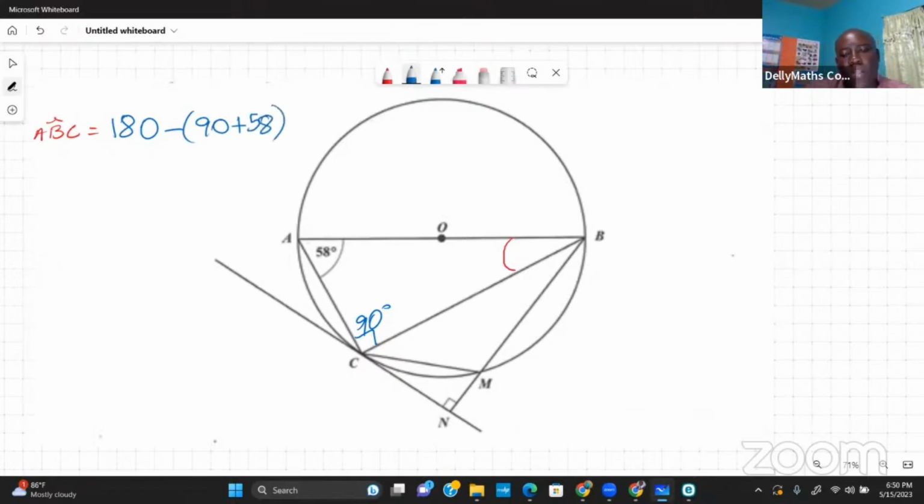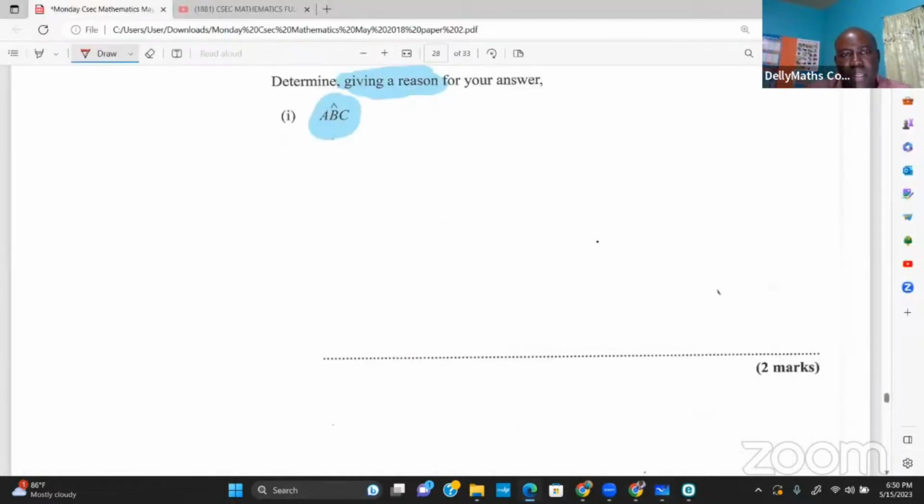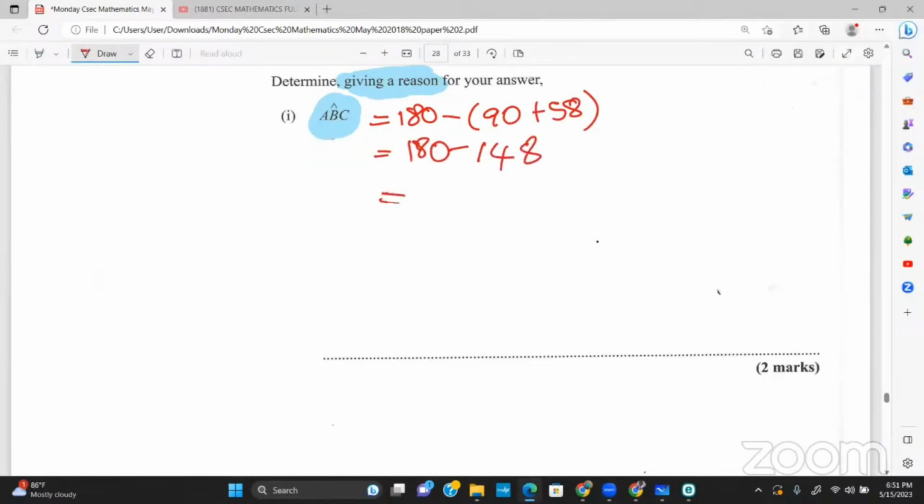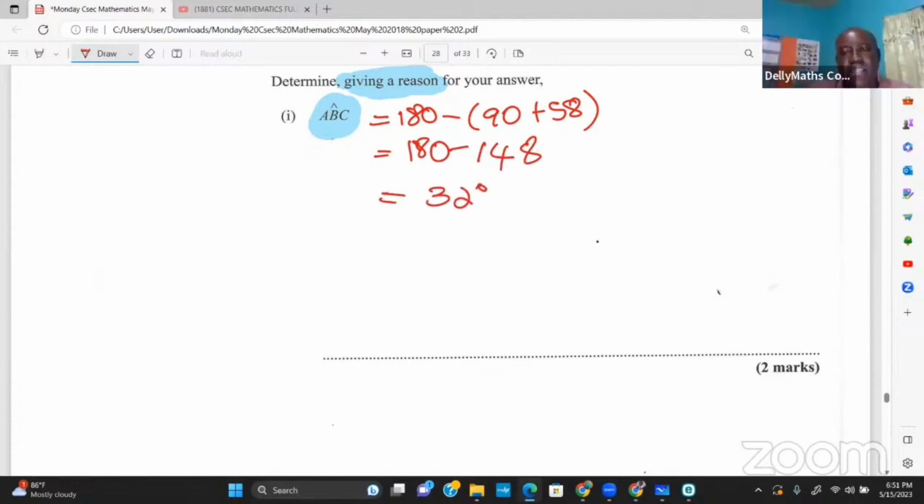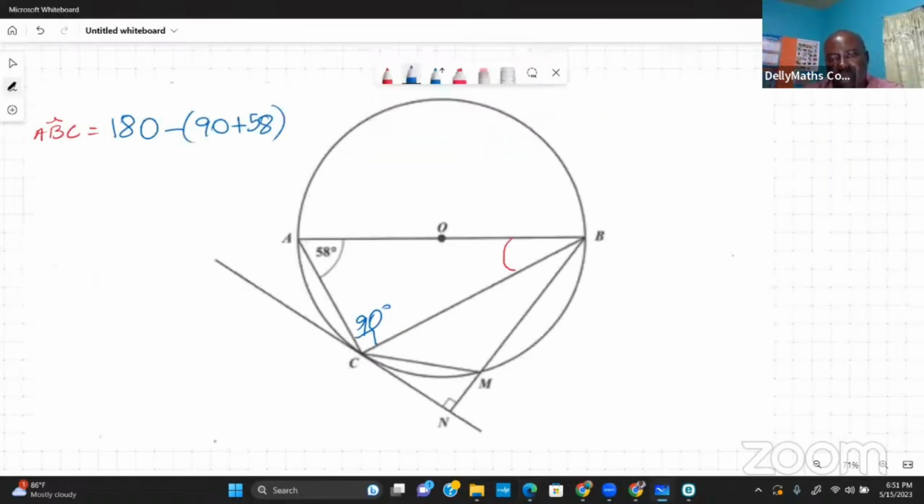And what are we talking about here? I could go back to this. So let me just put it here. 180 minus that 90 plus that 58. So we're talking about 180 minus 148, and this will give you 32 degrees. All right, very good. So this angle here is 32 degrees.